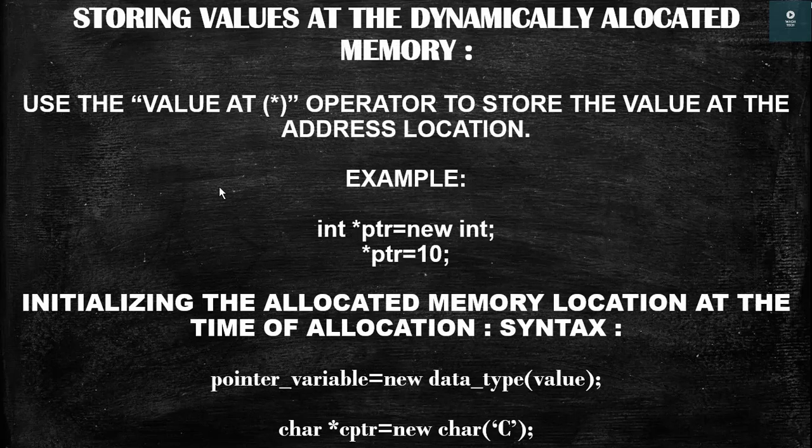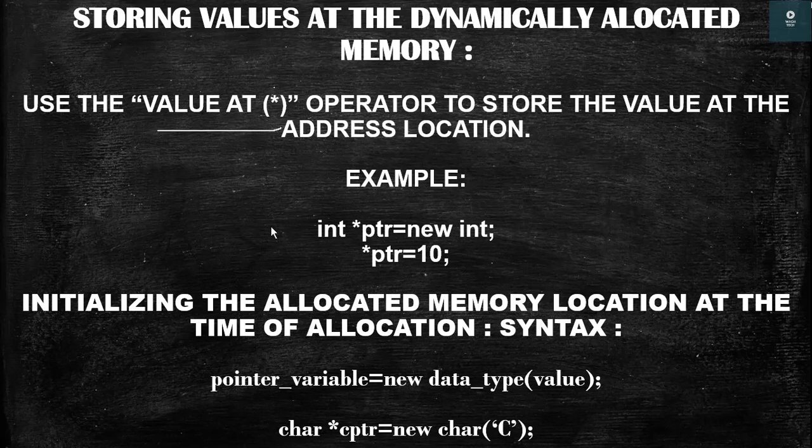Okay, now we'll see how we can store values inside the dynamically allocated memory. We know the star operator is called the value at operator. This is used to store the value at the address location. So we'll use this star to assign the value to this newly allocated, dynamically allocated memory.